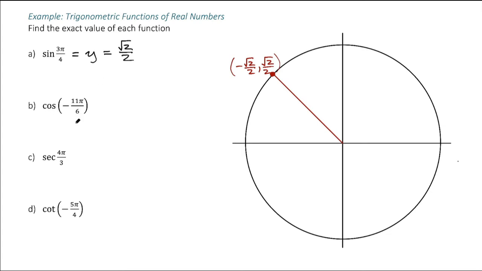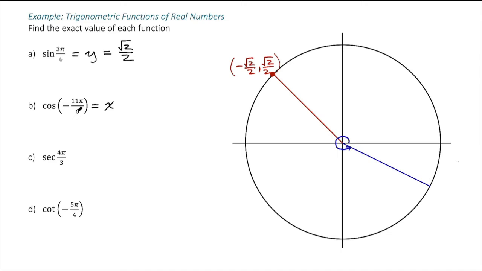Cosine of negative 11 pi over 6. Now this is interesting because it has a negative angle. So first of all, let me just say what I know about cosine. The definition of cosine in terms of the unit circle is that the cosine of an angle is simply the x-coordinate. Now I need to find this angle, negative 11 pi over 6. And there are different ways of thinking about this. I'm going to start by just looking at 11 pi over 6. 11 pi over 6 I know is down here. That's this angle right there.